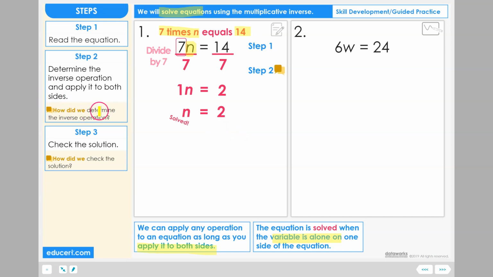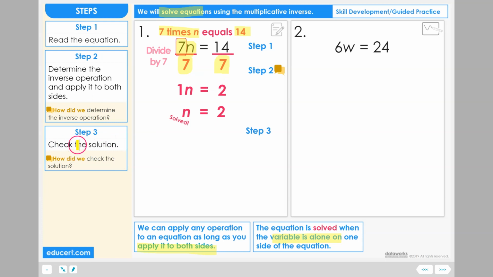How did we determine and apply the inverse operation in step 2? We determined which inverse operation to use by looking at the coefficient of the variable and dividing by that value on that side of the equation and on the other side of the equation as well.